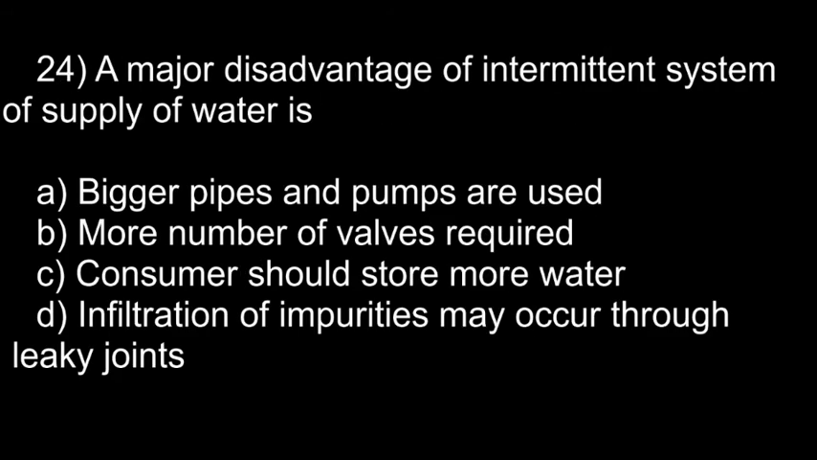Let's move to the next question. A major disadvantage of intermittent system of supply of water is: option A, bigger pipe and pumps are used. Option B, more number of valves required. Option C, consumers should store water. Option D, infiltration of impurities may occur through leaky joints. And the answer is option C, consumers should store water.